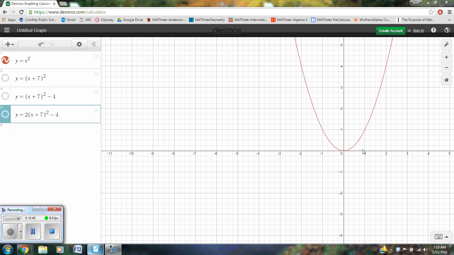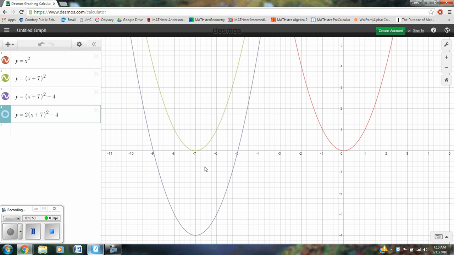All right, we're going to start with our normal y equals x squared graph. Now inside we put in the x +7 squared. That +7 moves it over to the left, 7. So here's our vertex now. If we add the -4 at the end, that drops it down 4 places, and now it's here. And if we add the 2 out front, it makes it narrower, just like that.